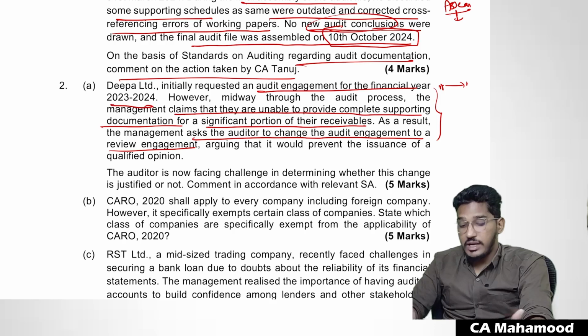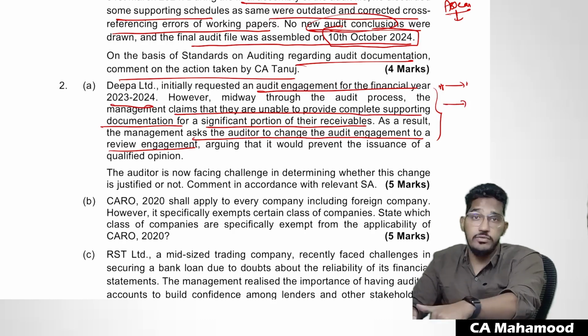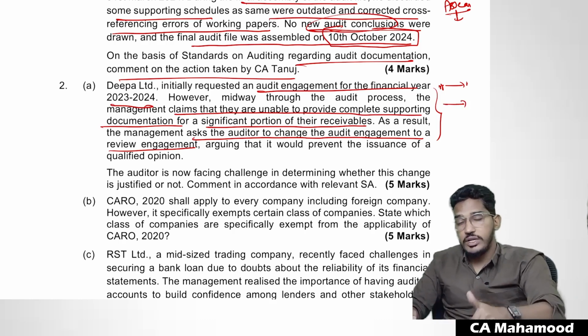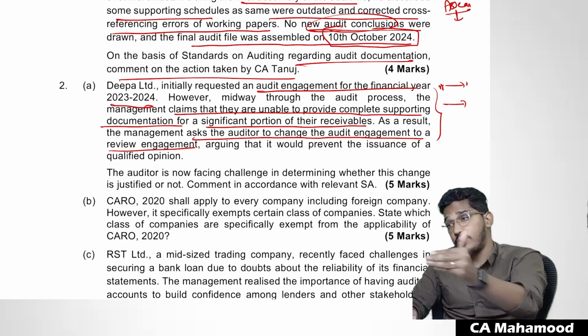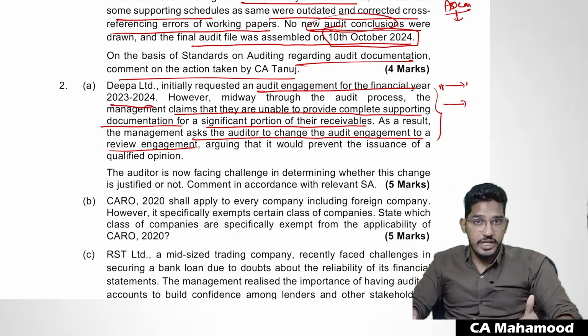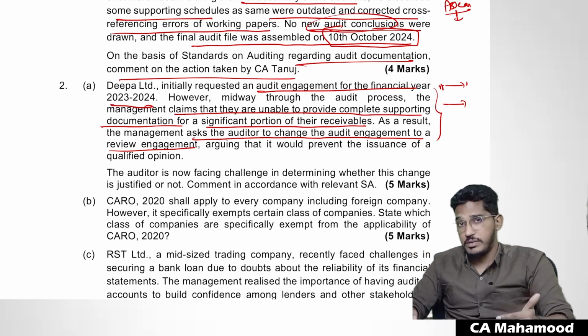But here, the auditor asked for some information, management is not able to provide it, they are telling, sir, we are not able to provide the information, change it to a review engagement. So they are requesting the auditor to change the engagement to one which provides a lower level of assurance. Should he do it without any reasonable justification? No. Here the request of the management is not permitted. He should not change the terms of the engagement.